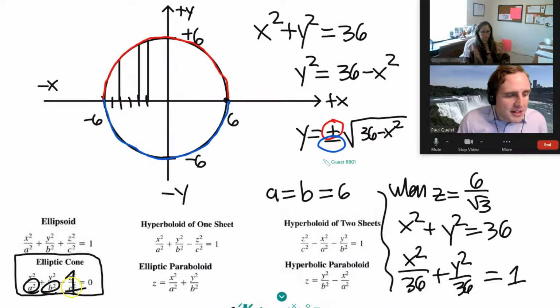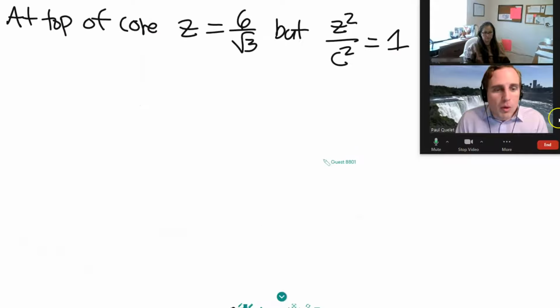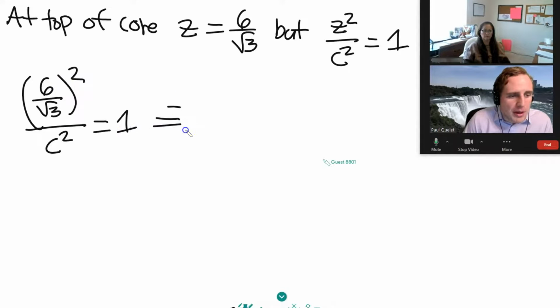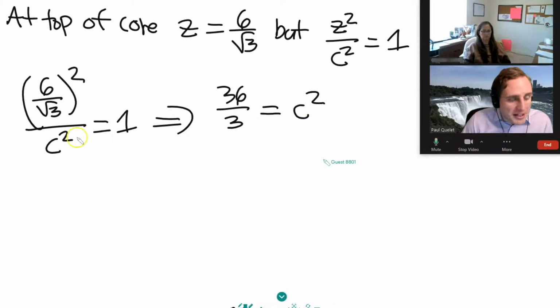So that means z squared over c squared has to be 1 at the top of the cone. So, that being said, we have to say, okay, z squared over c squared equals 1 at the top of the cone. But we can evaluate this because we know what z is at the top of the cone. So, z over square root of 3 squared over c squared equals 1. Well, that's just going to be, let's see, 36 over 3. And I'm just going to multiply the c squared over. So if I multiply the c squared over, we get that. And then 36 over 3 is just 12. And then you could square root that. So the square root of 12 is c.